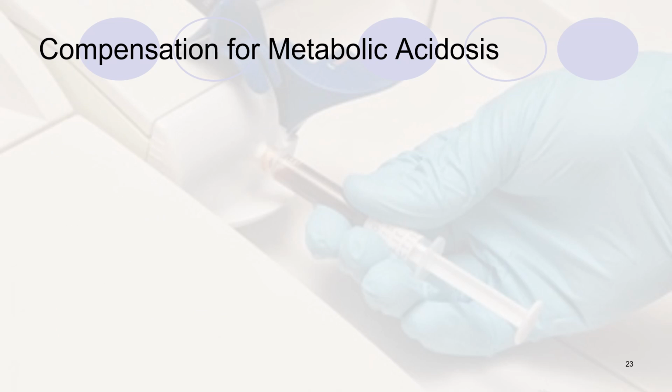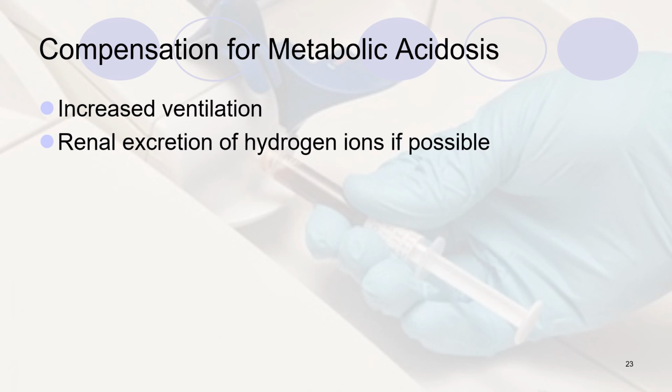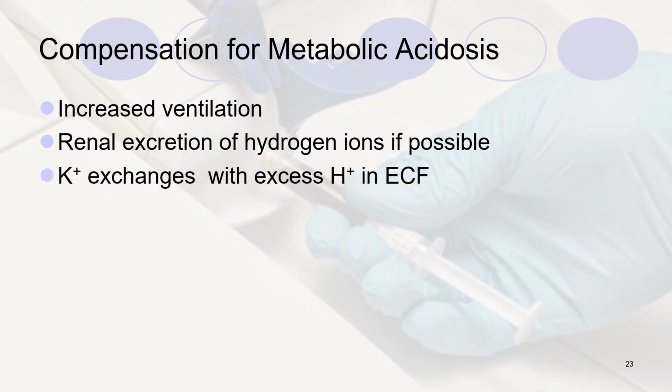So what is the compensation of metabolic acidosis? To compensate for metabolic acidosis, there is increased ventilation. The respiratory system will act on it. When the respiratory system acts on it, there is increased ventilation and renal excretion of hydrogen ions if possible, and potassium exchange with the excess hydrogen ion in extracellular fluid.